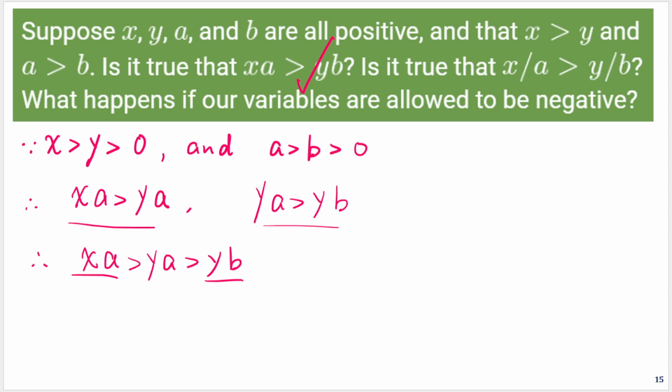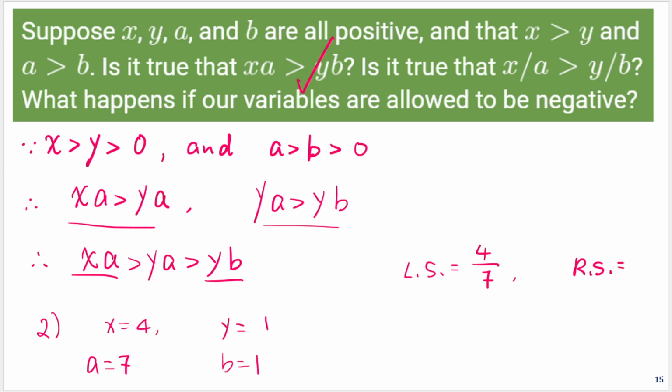For example, let's consider if x equals 4, y equals 1, a equals 7, and b equals 1. Then in that case, the left side is simply 4 over 7. And the right side is 1, right? We know that 4 over 7 is less than 1, right?